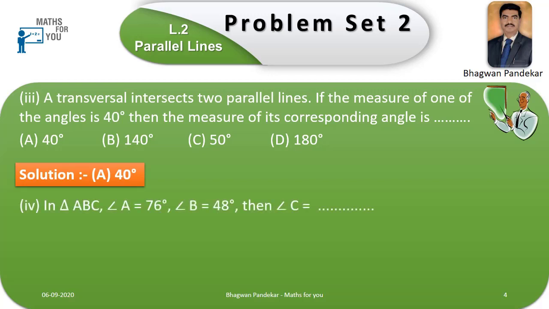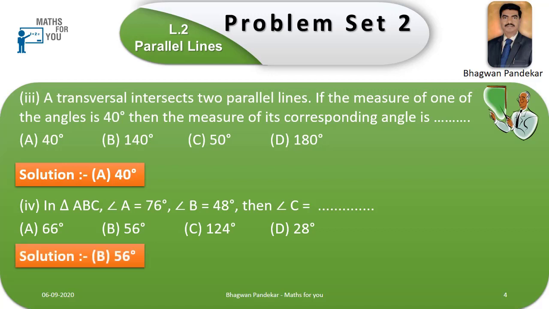Fourth example, in triangle ABC, angle A is equal to 76 degree, angle B is equal to 48 degree, then angle C is equal to what? Alternatives are A 66 degree, B 56 degree, C 124 degree and D 28 degree. So here the correct alternative is B 56 degree.